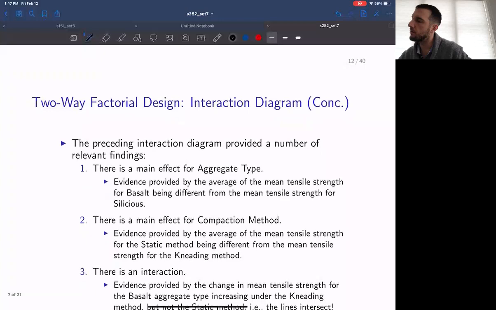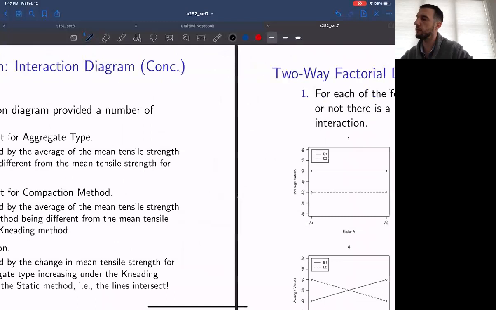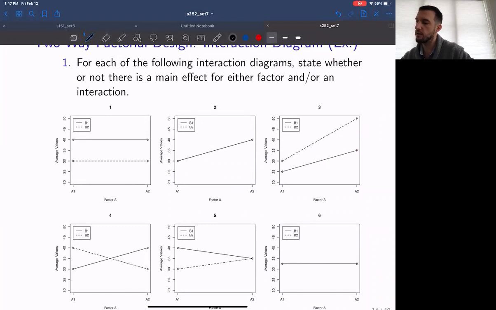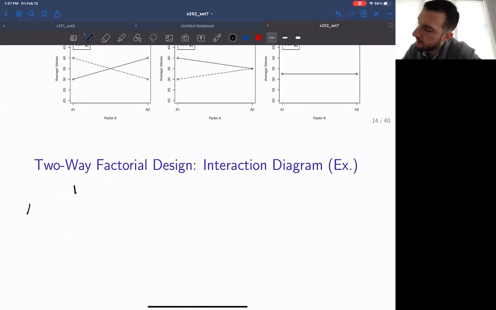Okay, so let's just work through a few illustrations of that idea just so you can see what I mean. On this slide, we have six different interaction diagrams. And the question is basically, is there a main effect for A? Is there a main effect for B? And is there interaction? Okay, so if we consider the first plot, we'll write A, B, interaction.